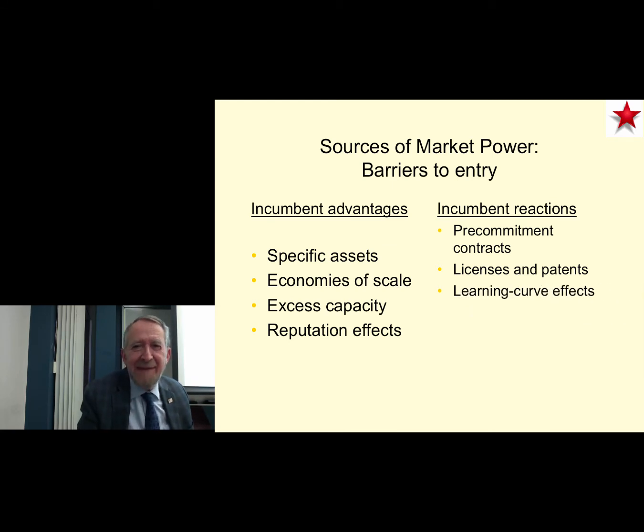Good. If you're in the industry, you probably have learned a lot of secrets about how to produce. It's called learning curve effects. It means that as you practice doing something, you get better, so your average cost curve comes down or shifts downward. You've all had this experience.